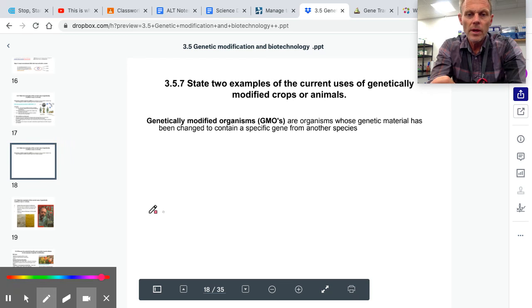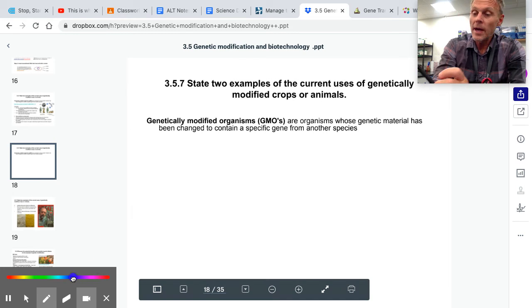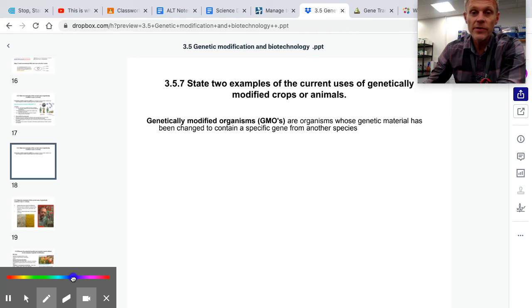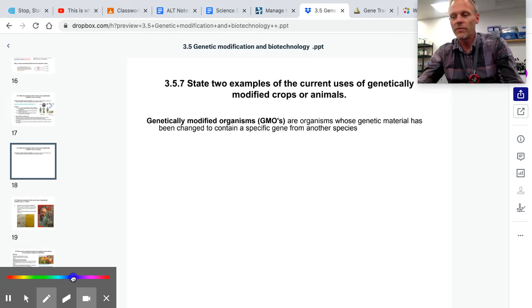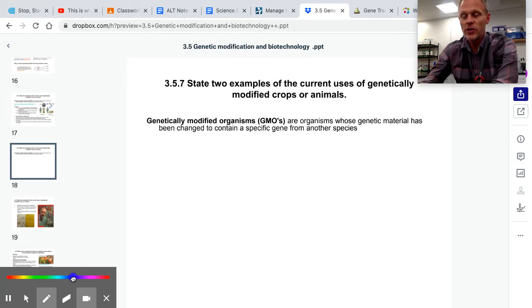Okay, so we talked about how genes are transferred. Let's talk about some examples of those genetically modified organisms. IB wants you to know two named examples. So when you see this question, make sure you include the name and give as much detail as you can. But we already talked about one.